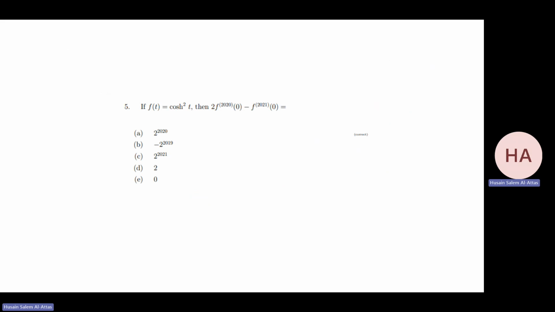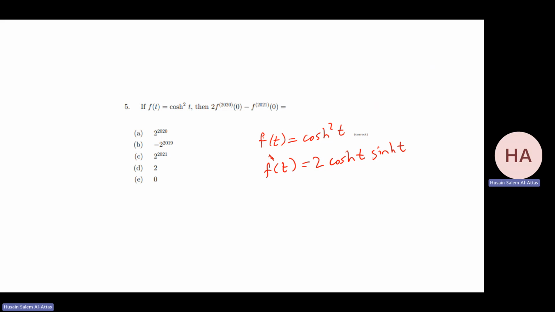f of t is cosine hyperbolic squared t. Find f^(2020). Okay, let's see the pattern. f of t is cosine hyperbolic squared t. What will be f prime? That will be 2 cosine hyperbolic t times sine hyperbolic t.